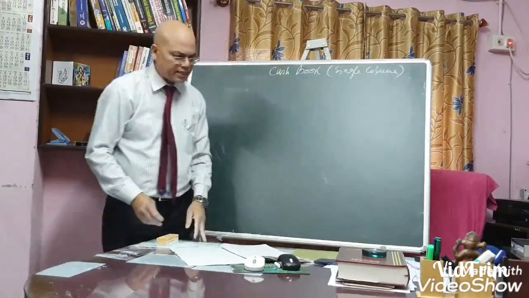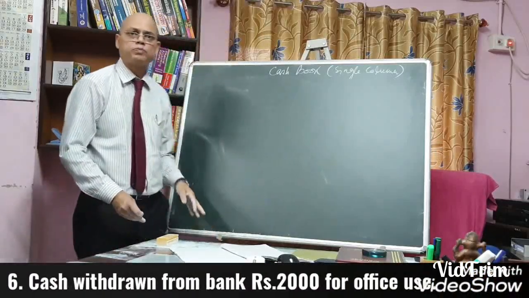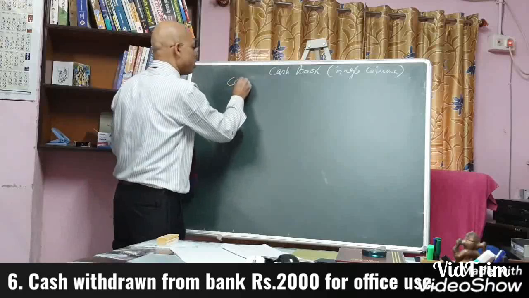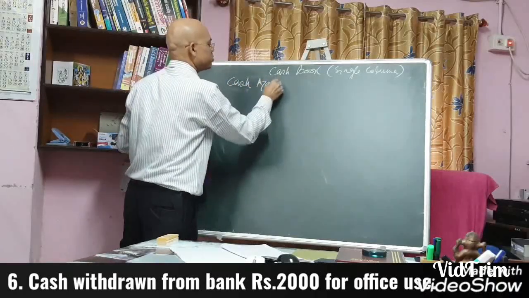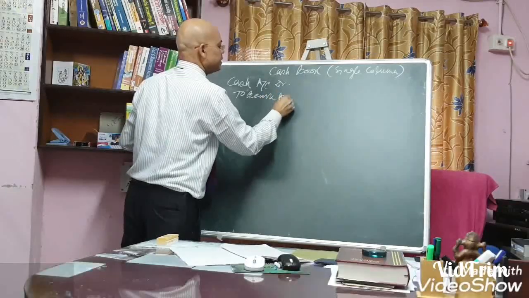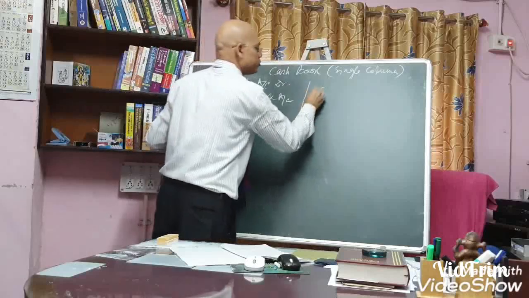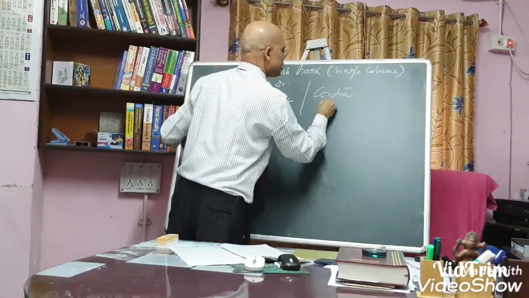Next, suppose cash withdrawn from bank rupees 2000 for office purpose. For office purpose or business purpose, if you withdraw money from the bank, then cash account debit to bank account. Simple journal entry. Since cash and bank both account is affecting, on the both side it will go, and it is called contra entry.